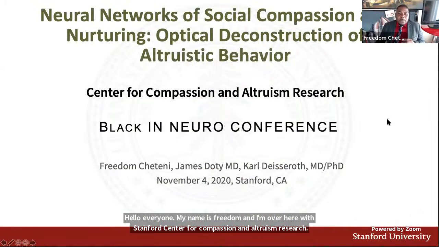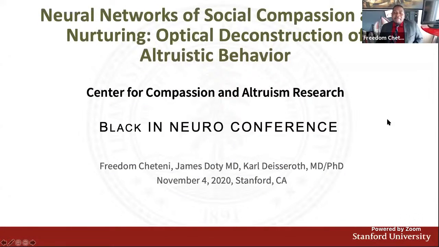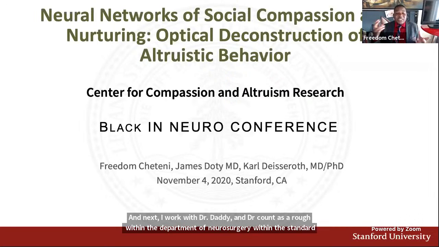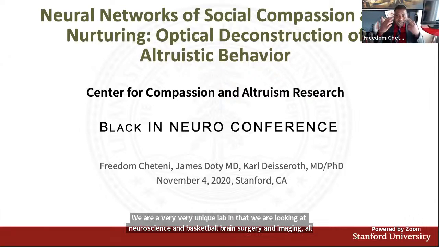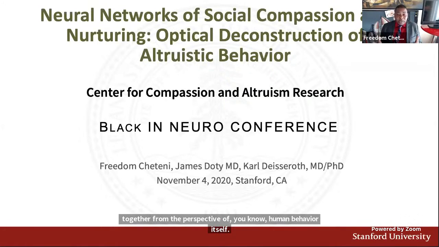We are a very unique lab in that we are looking at neuroscience and vascular brain surgery and imaging all together from the perspective of human behavior itself. While science has made great strides in treating pathologies of the human mind, far less research exists to date on positive qualities of the human mind, including compassion and altruism. And how do you actually measure that?